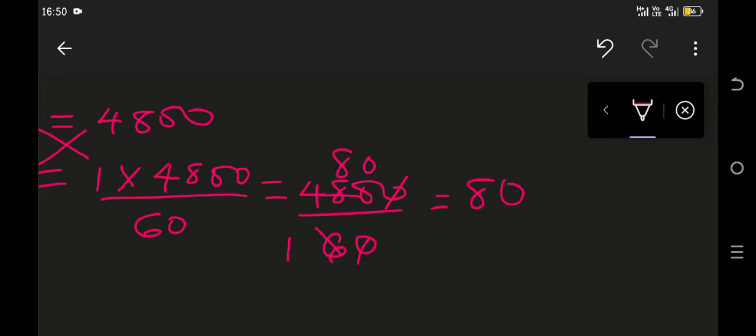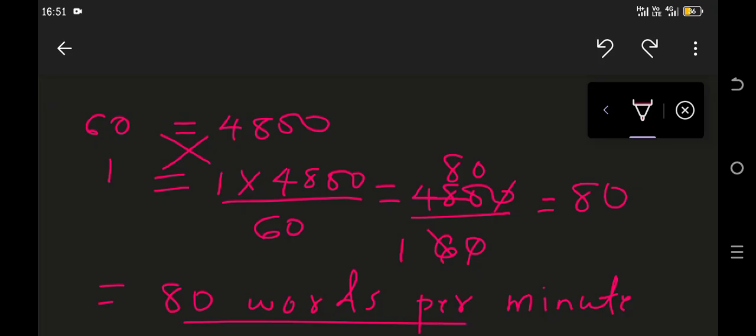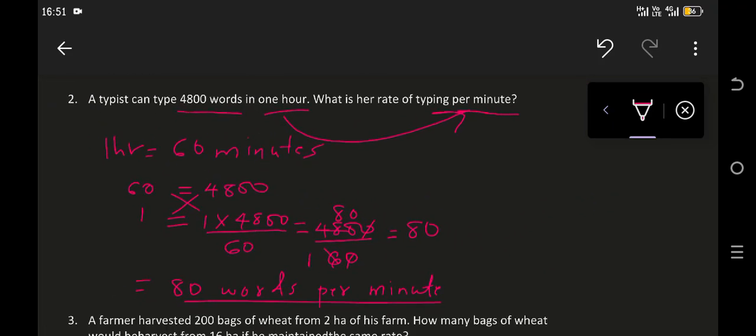So what will be our answer? Our answer will be 80 words per minute. 80 words per minute is the rate. You can pause and look at the question and the solution. Make sure you understand. If you don't, let us look at the final example.